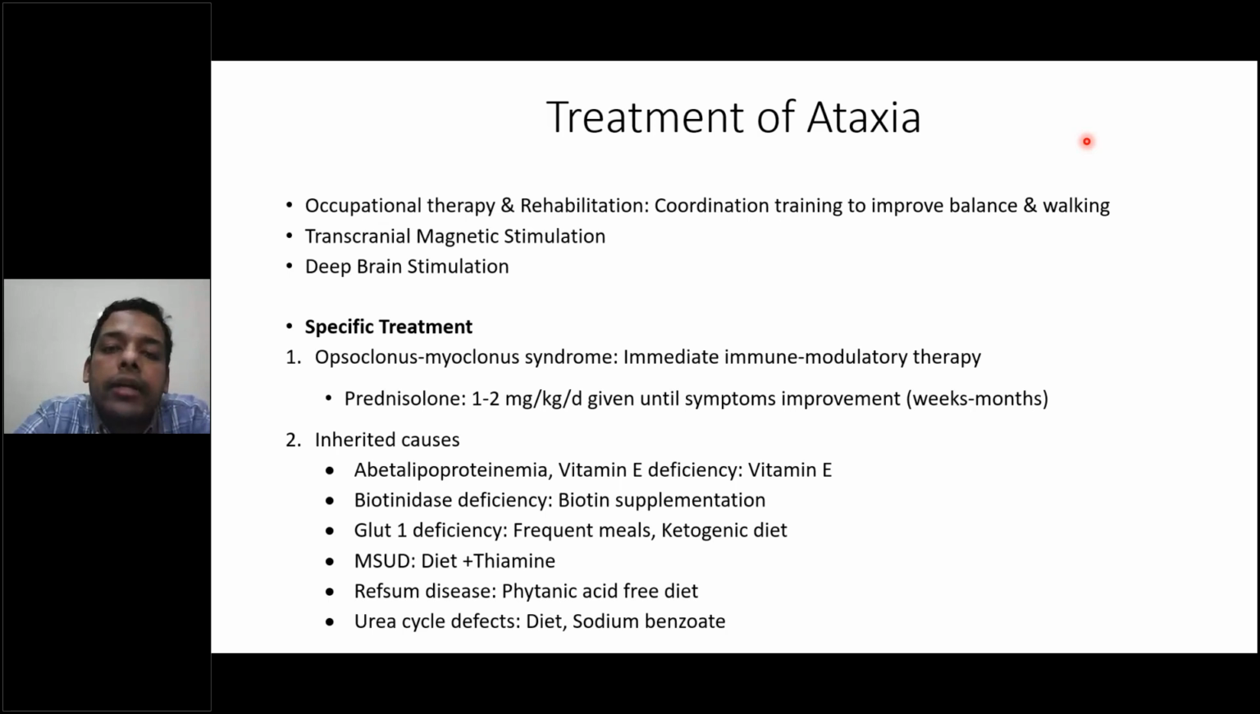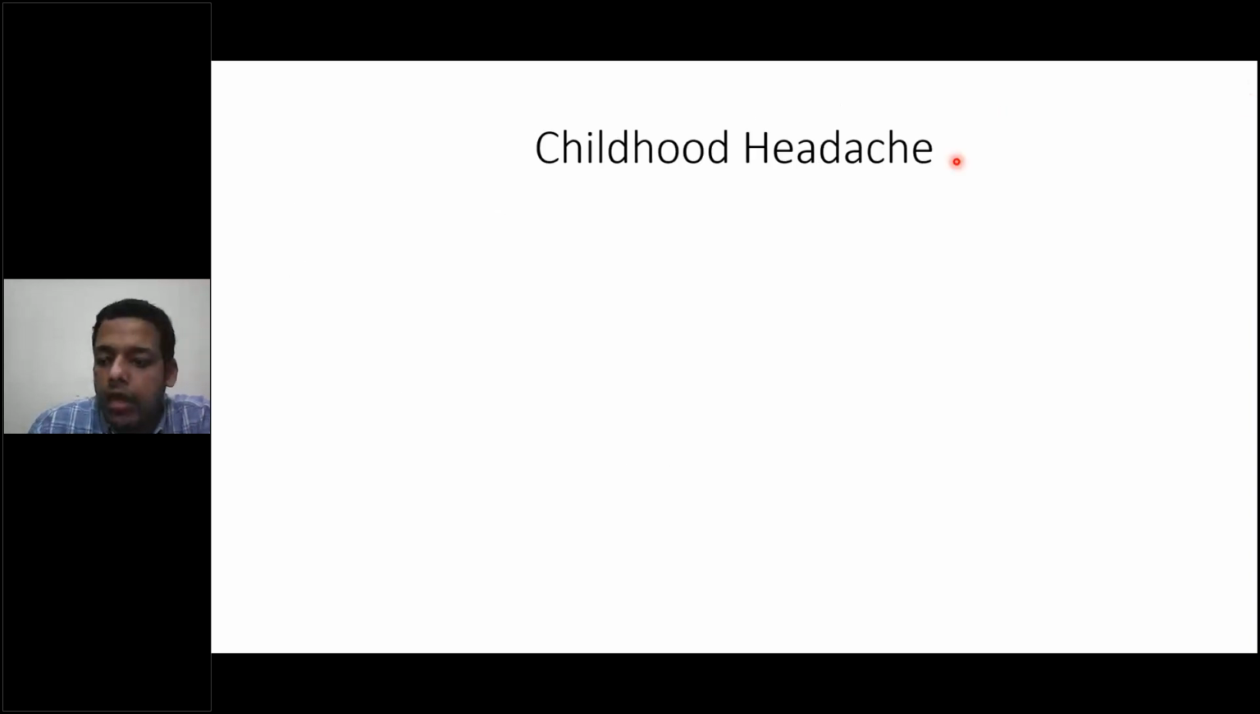In maple syrup urine disease, there is a specific diet and thiamine. In Refsum's disease, the diet has to be phytanic acid free, that is free from all green leafy vegetables. And in urea cycle defects, there are again specific diets and sodium benzoate. So this quickly winds up our smaller topic, which was ataxia.